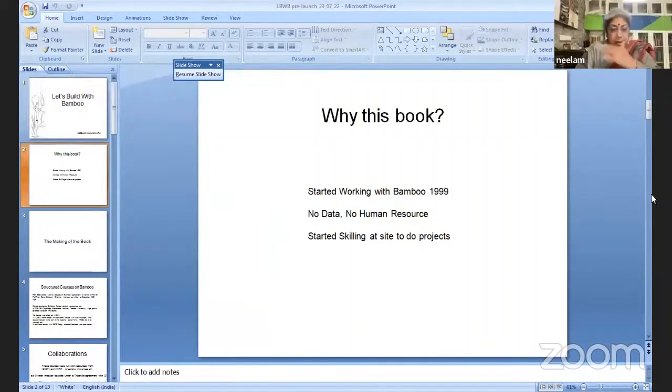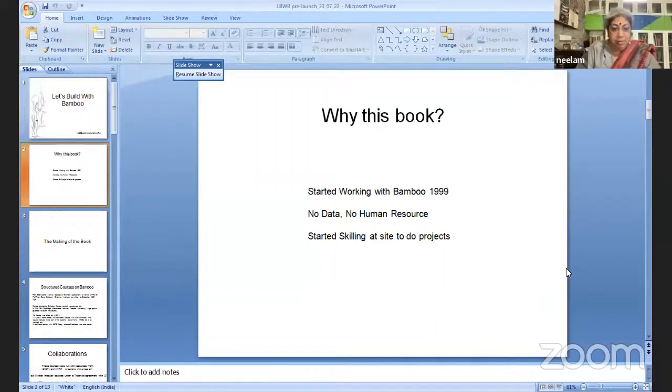Now, the coming of this book is like when I started working with bamboo, as I said, from 1999. There was not much data. I was working with IPIRTI, and Bansal sir, we have here in the audience. He was the director of IPIRTI.